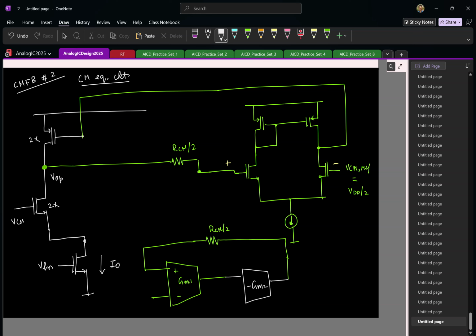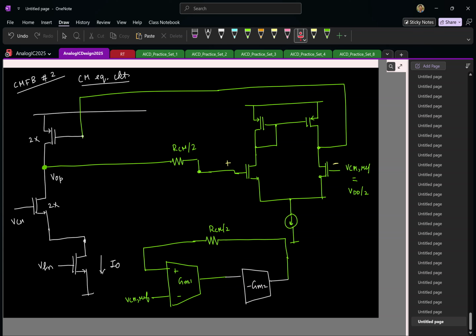Is this fine? So of course, at the negative end, we apply the common mode reference. Let us say that is some VCM ref, which is this fellow. So the hope is that if things are working, these two voltages will be equal, and the output is your output common mode that will be set to the required VCM ref. Right? That's the hope.